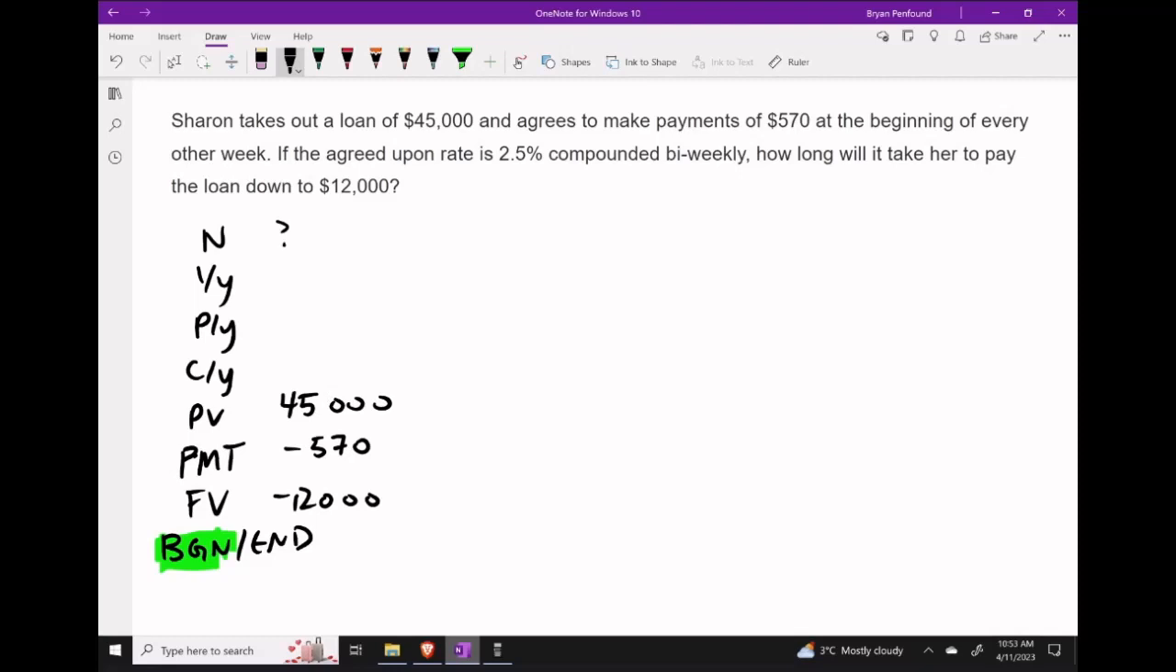These are happening at the beginning of every other week. They are biweekly, so we have 26 payments per year. The last thing we need is the interest rate. We have 2.5% compounded biweekly. So with this information, we should be able to use our calculator to find N.